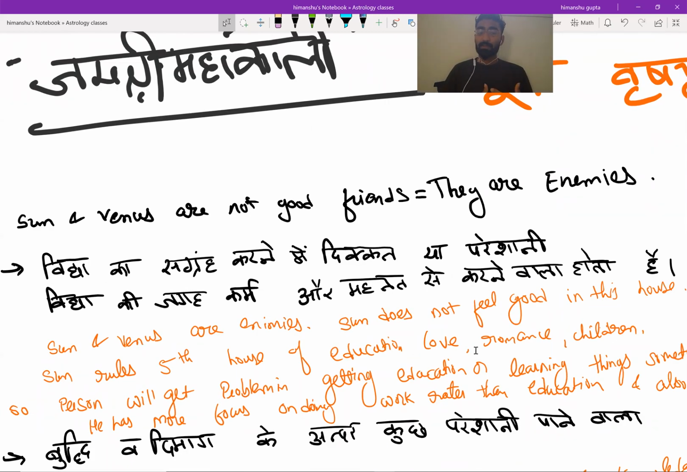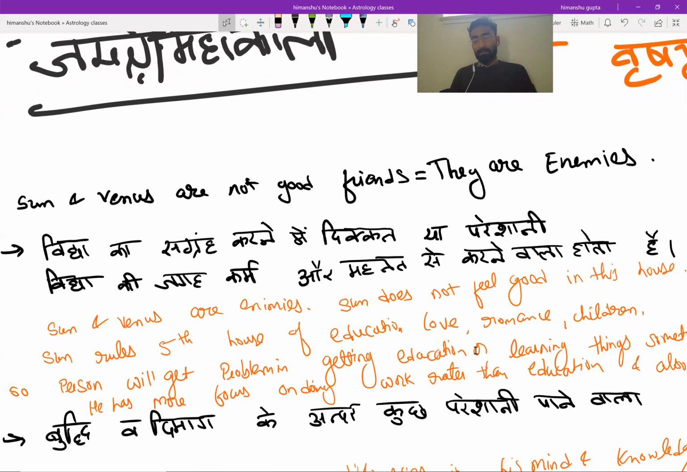Sun also rules the fifth house of education, love, romance, and children, and the second house represents money, your family lineage, and your speaking style. The eighth house, which Sun is aspecting, represents longevity, life expectancy, and sudden gains. So we have to consider each and every point of each house, and according to that we are going to analyze. The fifth house also represents education and children.